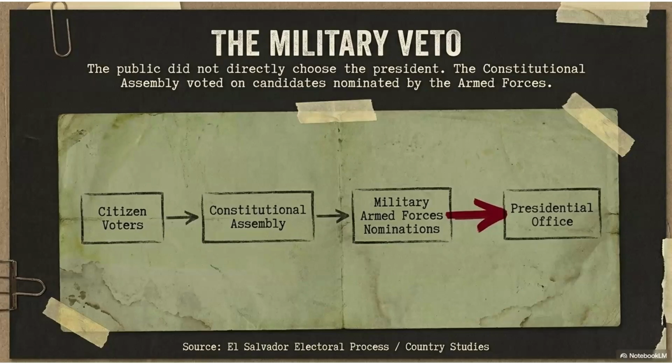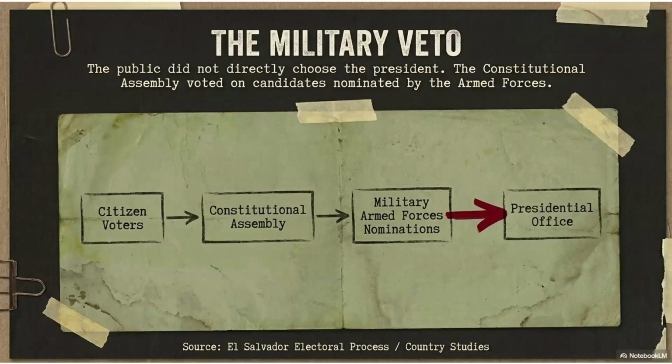That means the public vote did not simply translate into direct executive power. The military remained inside the process as a gatekeeper. This is why this slide shows the chain: public vote, assembly, military-approved candidates, and Magana. The visible election produced numbers and legitimacy, but behind those numbers, the military still shaped what outcomes were possible.